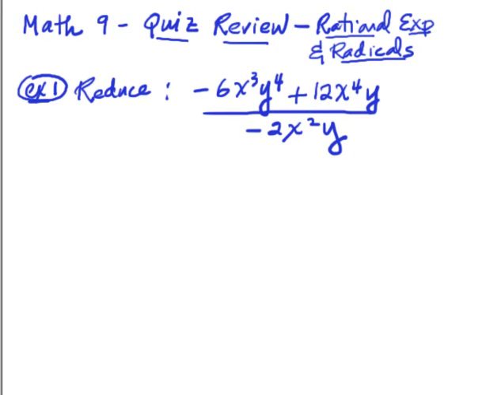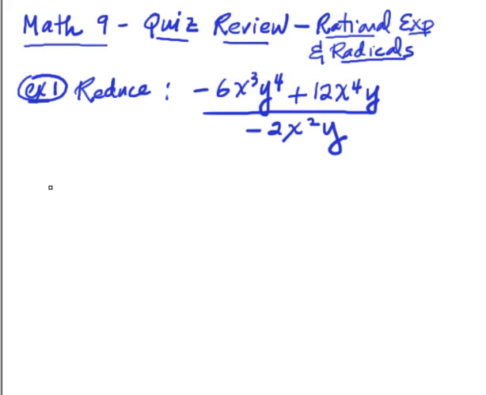We're starting our Math 9 quiz review, and the quiz is going to have 10 questions. First I'm going to do an example and show you the question that corresponds to that example. So we'll start with this example. We have a quotient of two polynomials and we want to reduce this. So let's do that.